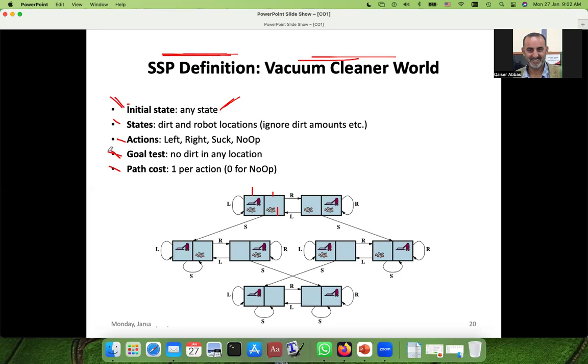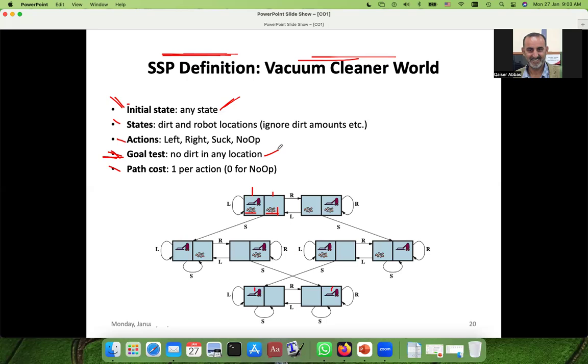And what is the goal state? We want all these squares to be clean. That is our goal, which you can see here. Here there is no dirt. Either the vacuum cleaner agent is in square A or square B, no issue, but all squares are clean. So the goal state is: no dirt in any location. You can write it. We don't want dirt in any location. This is the goal state.